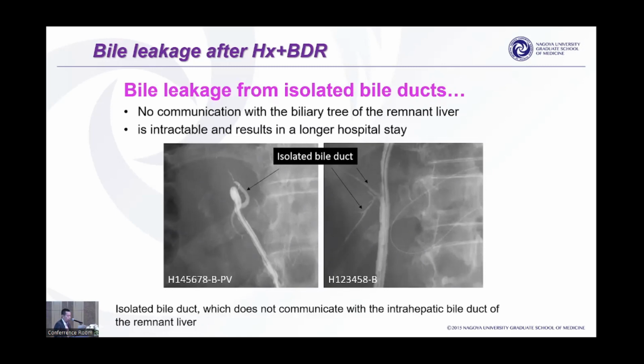Although most bile leakage is treated successfully by drainage, we sometimes experience refractory bile leakage, which cannot be treated by simple drainage alone. Bile leakage from isolated bile ducts, which does not communicate with the biliary tree, is likely to be intractable and results in a longer hospital stay.